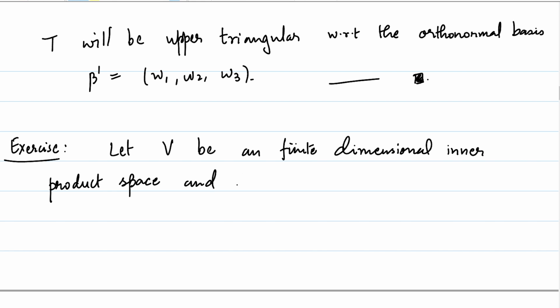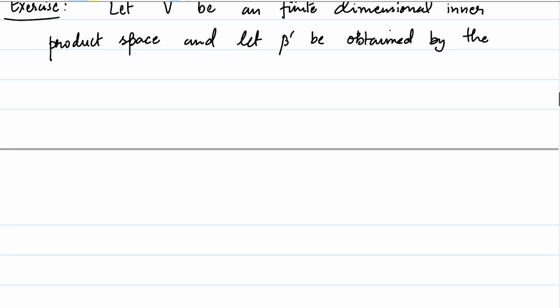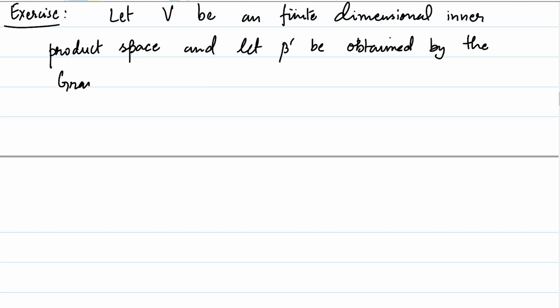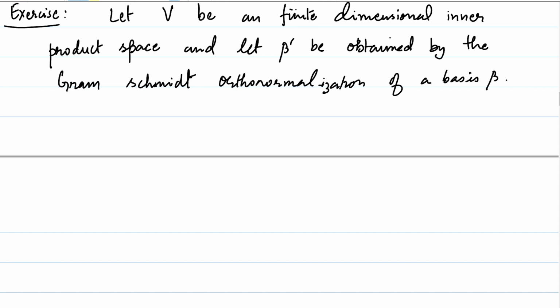And let beta prime be obtained by the Gram-Schmidt orthonormalization of basis beta. Then what will the change of basis matrix from beta to beta prime look like?